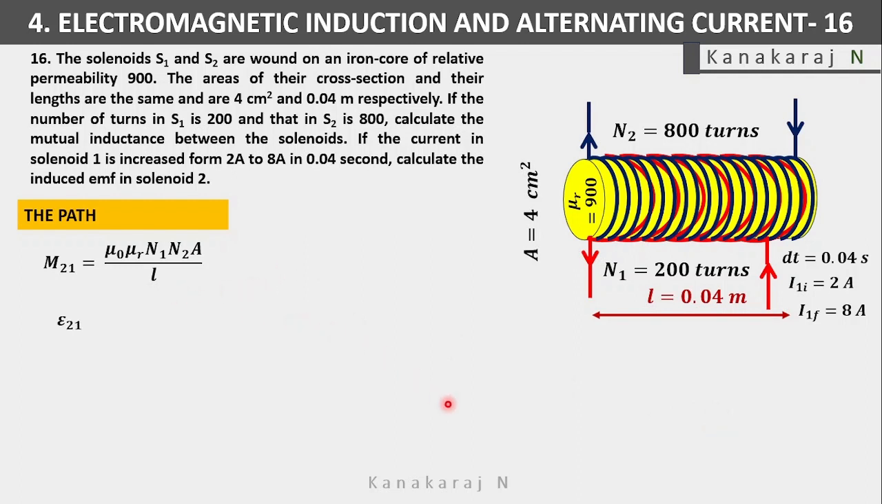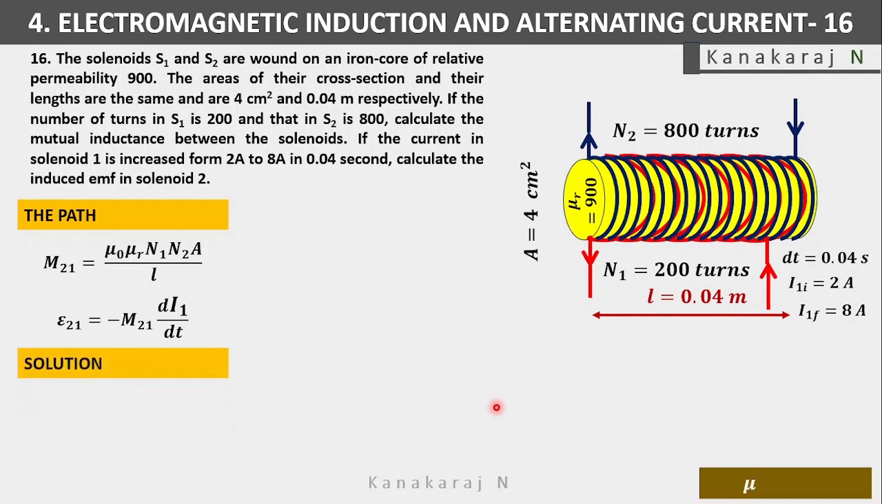Good. Now we have to find the induced EMF in the second solenoid with respect to the first one, which equals minus M21 di1 by dt. di1 by dt is the rate of change of current in the first solenoid. Good. Let us go for the solution.